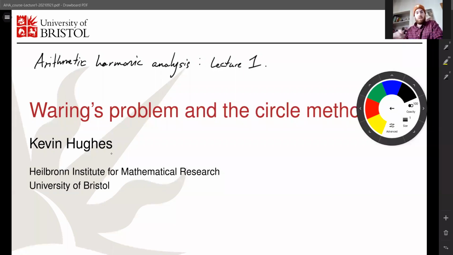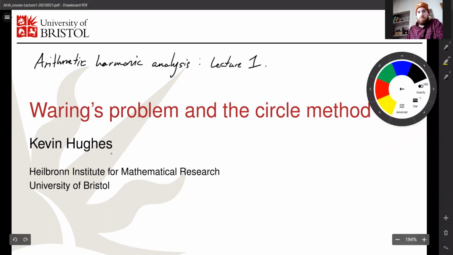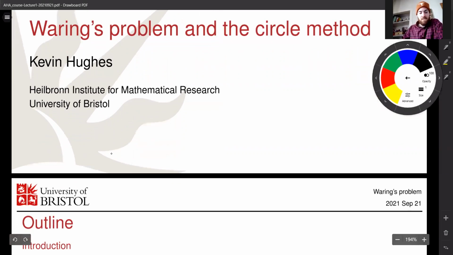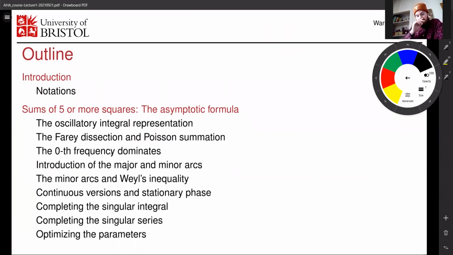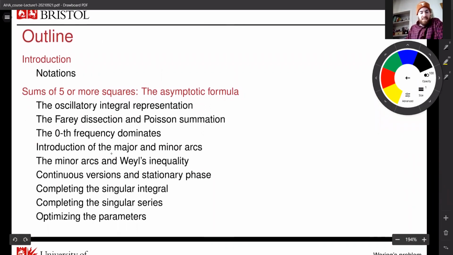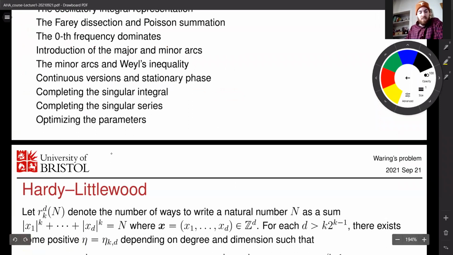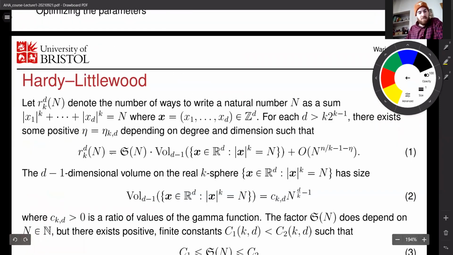Great. Okay, recording again. So welcome back to the first lecture now in the arithmetic harmonic analysis course. We'll actually dive into doing the circle method now in terms of Waring's problem. In particular, I'll be breaking down how to do sums of 5 or more squares. All right. And well, there's a little outline, but let's just go ahead and jump into it.